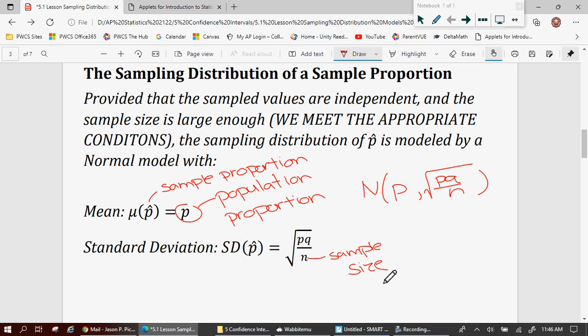And what's nice about having a normal model is we can find probabilities. We can decide if something is unusual or not. We can determine what's the probability that something happens or doesn't happen. And so we can use this to our advantage.